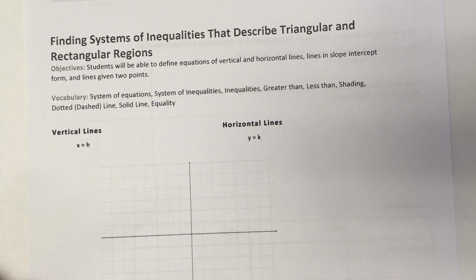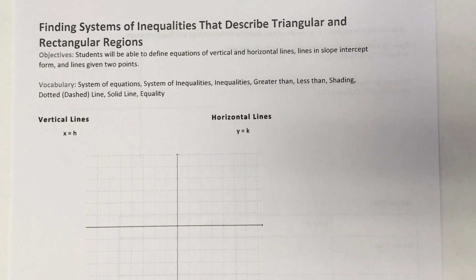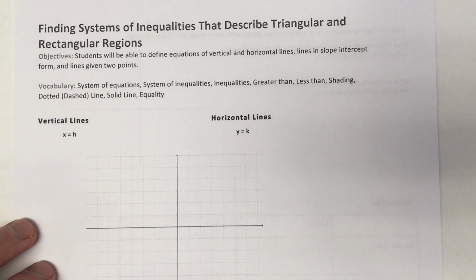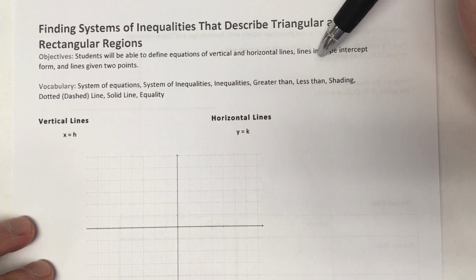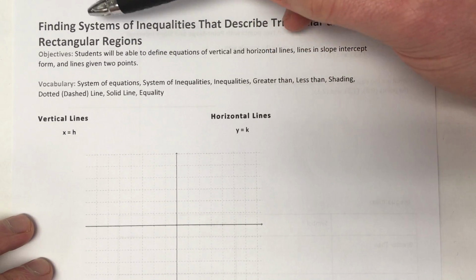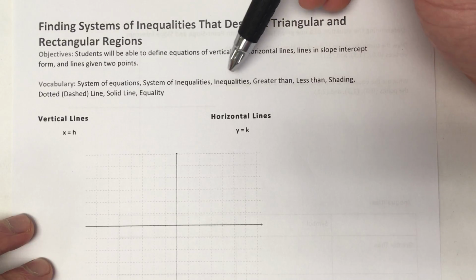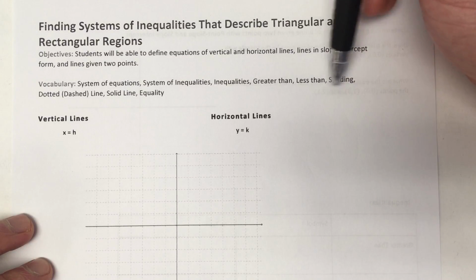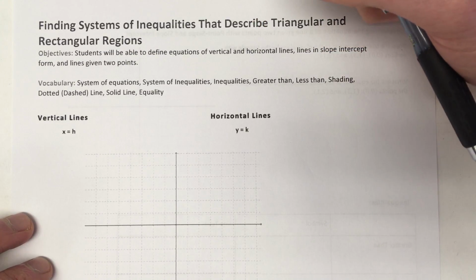Hello, today we're going to begin talking about lines and equations of those lines and how you can graph them on a coordinate grid. Our objectives are students will be able to define equations of vertical and horizontal lines, lines in slope-intercept form, and lines given 2 points. Some of the vocabulary you're going to see is system of equations, system of inequalities, inequalities, greater than, less than, shading, dotted or dashed lines, solid lines, and equality.